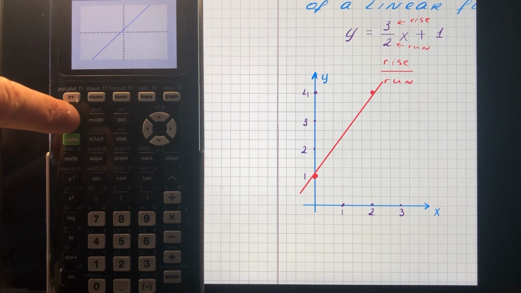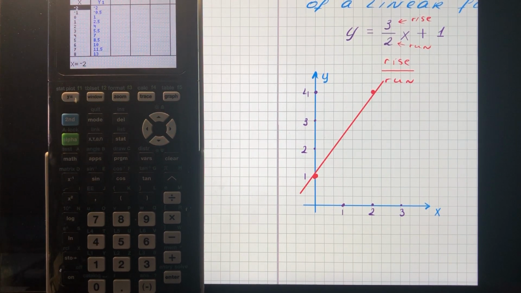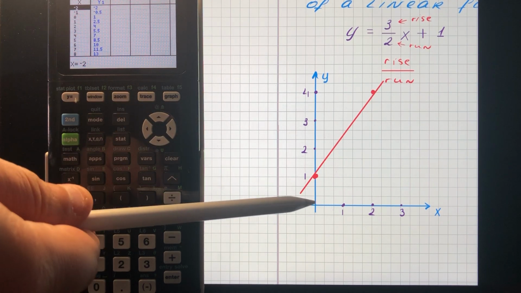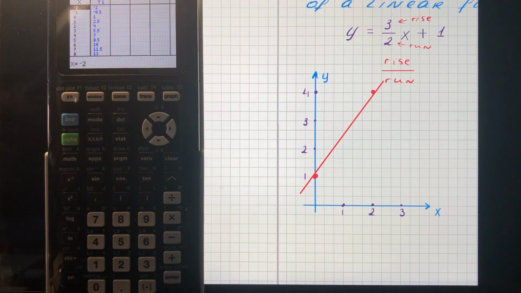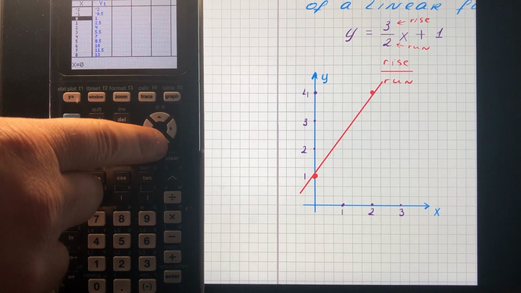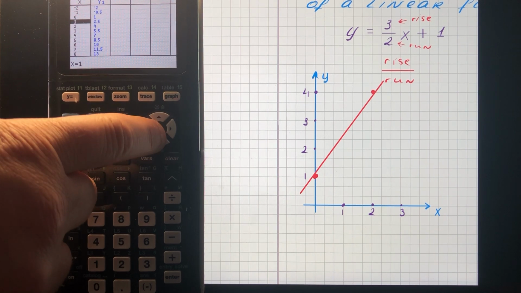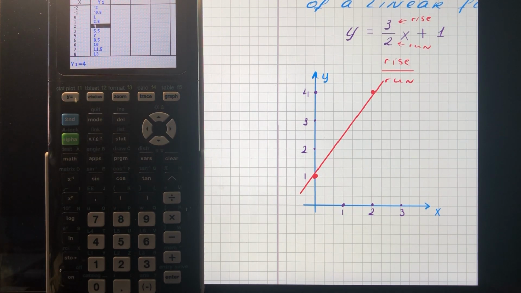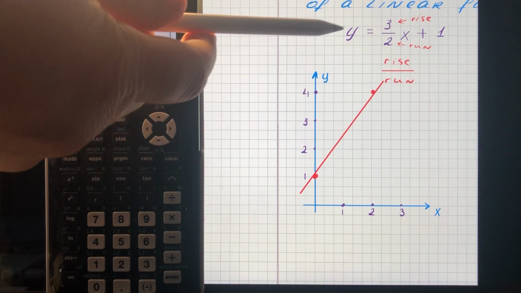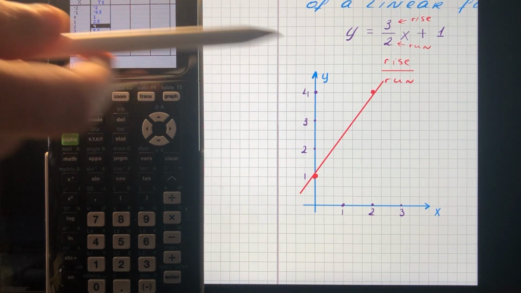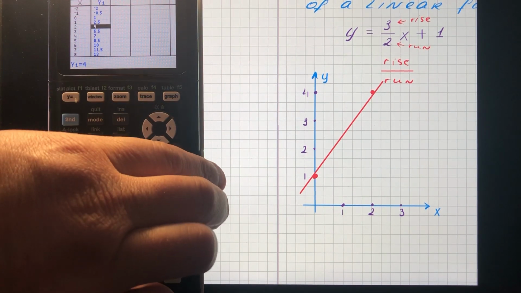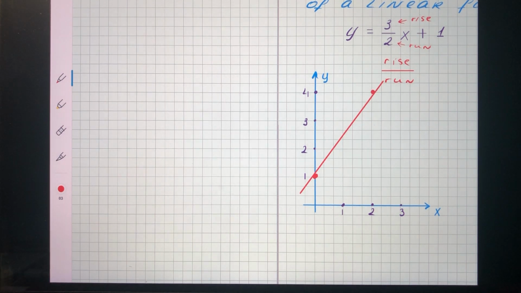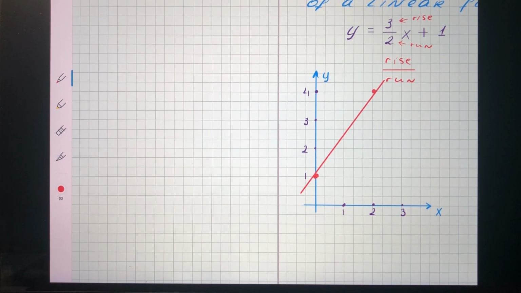So we'll go to the table, second table. The first point is 0, 1, and 0, 1 is right here. And then 2, 4, that's the second point that we went through. This point is right here. So that means that this equation went through exactly the same 2 points that we have plotted here, which means it's the same line. And that is how to check using the calculator if we get the same line.